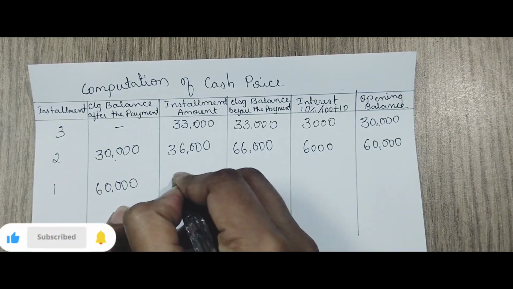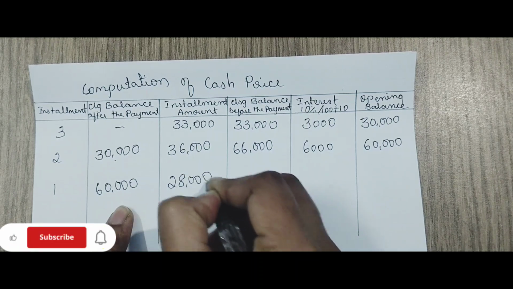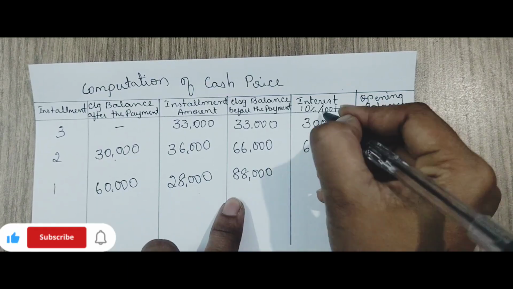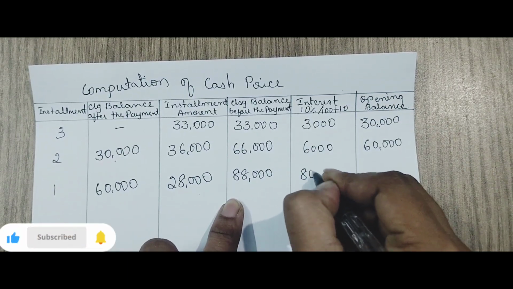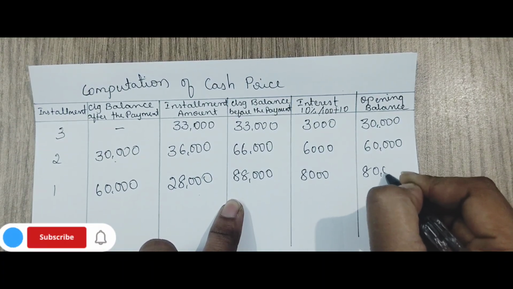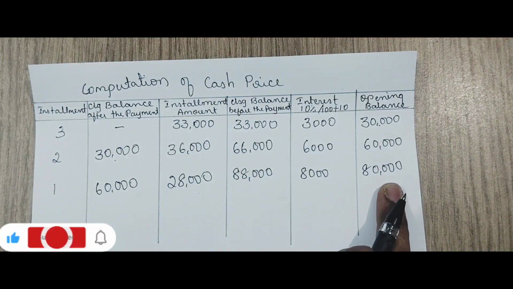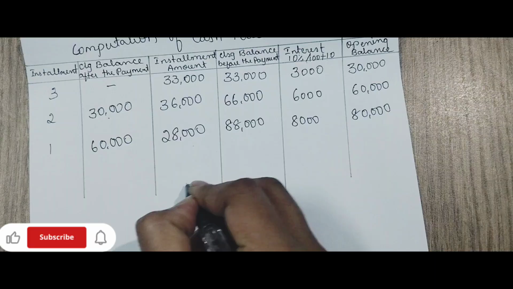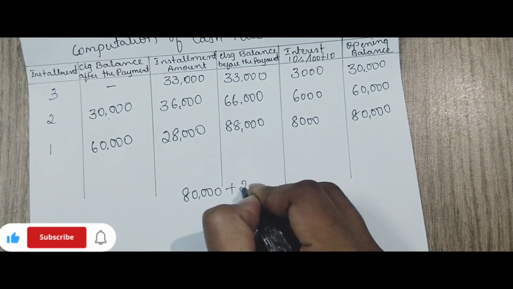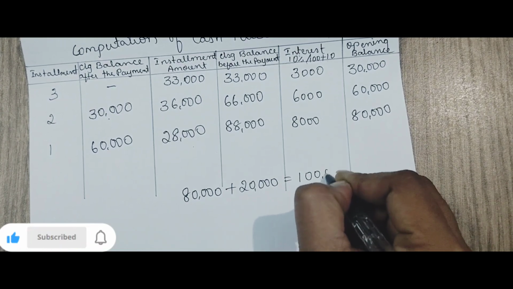Then what is the first year installment? It is 28,000. 60,000 plus 28,000 is 88,000. 88,000 into 10 by 110 is 8,000. 88,000 minus 8,000 is 80,000. This was the opening balance. Now we have the opening balance for the first year. Now what you have to do is add the down payment of 20,000 to that opening balance, and you will get the cash price of 1 lakh.